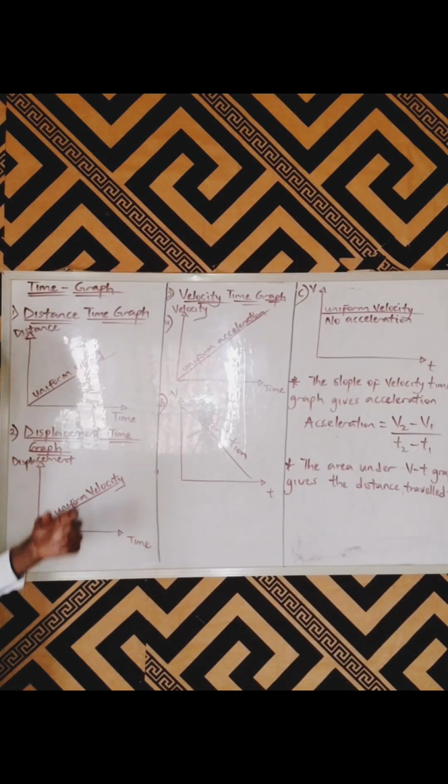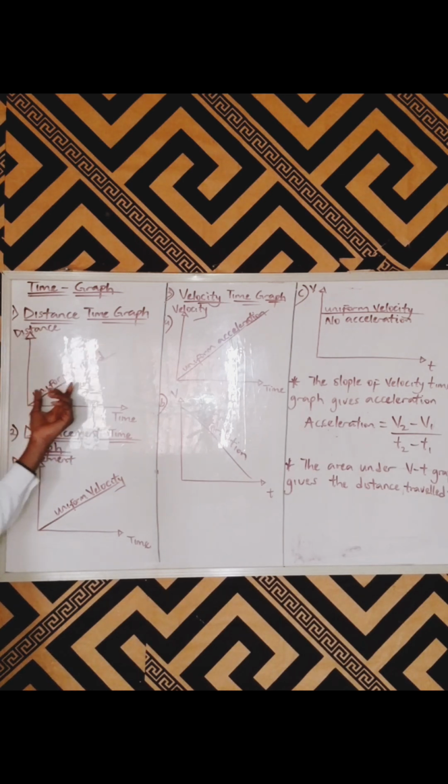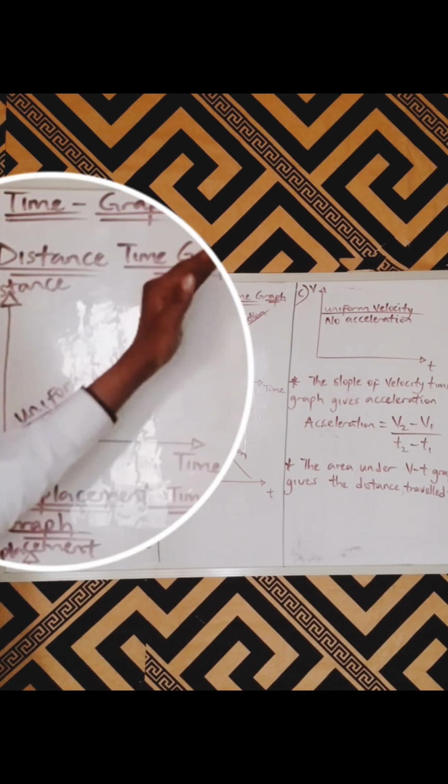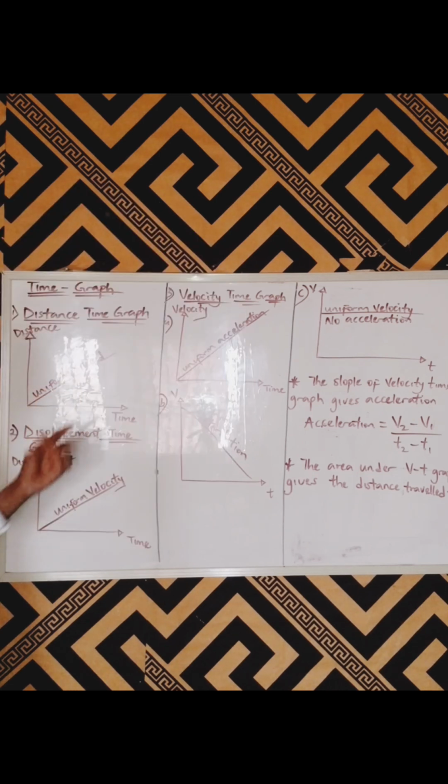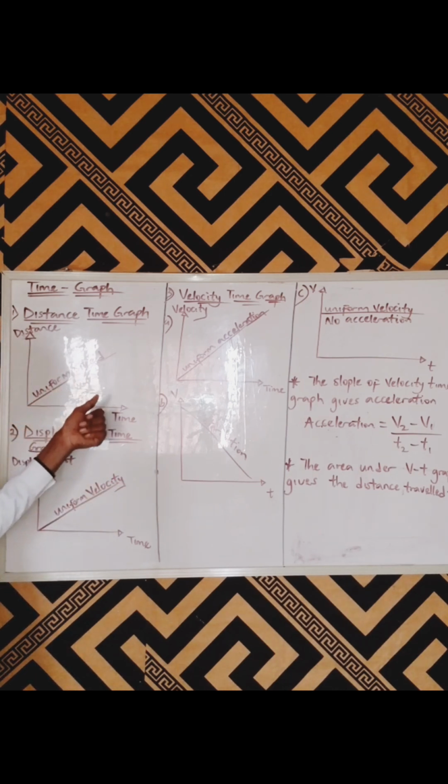Now pay attention. When you have a distance-time graph, you draw a graph of distance against time. The slope gives you what? The uniform speed. These are the key points you need to know. In a displacement-time graph, the slope gives you what? Uniform velocity. And for the distance-time graph, uniform speed.